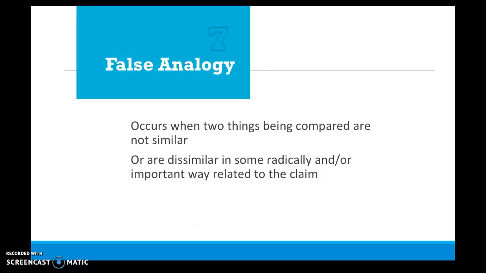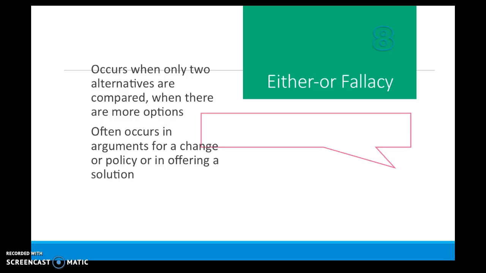False analogy. You want to make sure two things being compared in an analogy are indeed similar. But a false analogy occurs when two things are being compared that are not similar. The either-or fallacy. This occurs when only two alternatives are compared when there are actually more options. So here's an example. You are either for prayer in schools or you are an atheist. Obviously, there are more than two options.